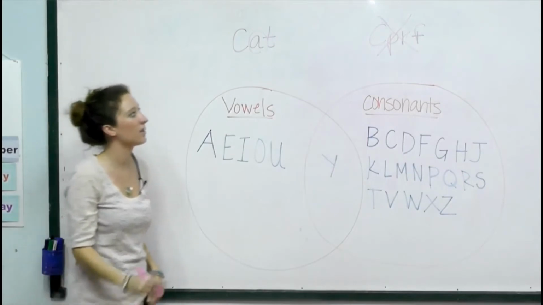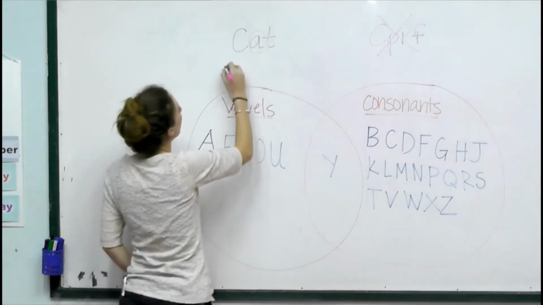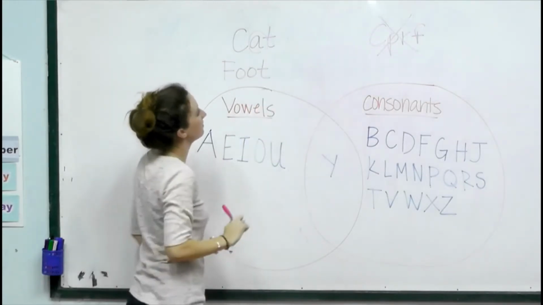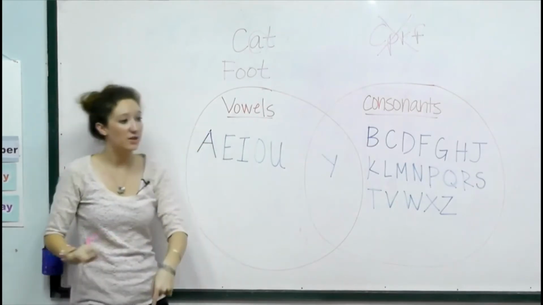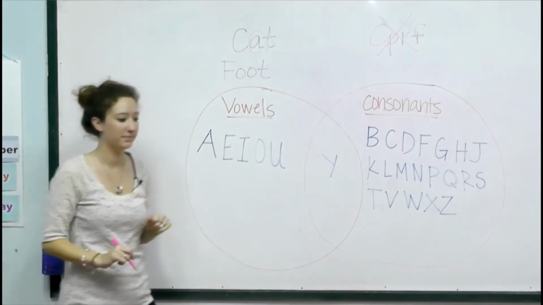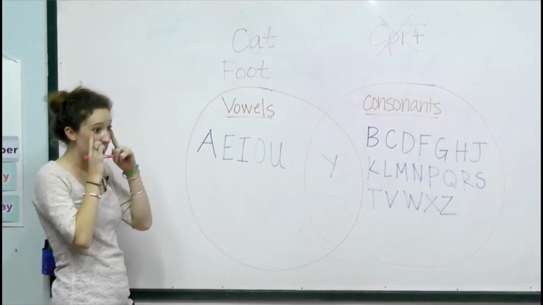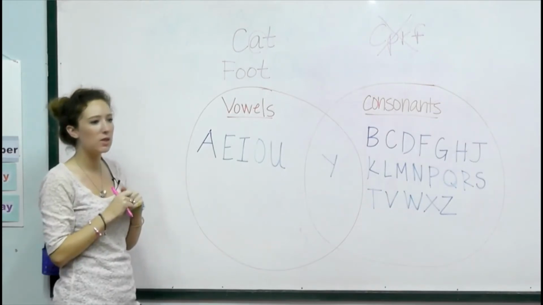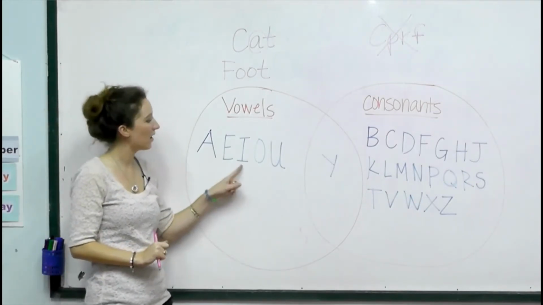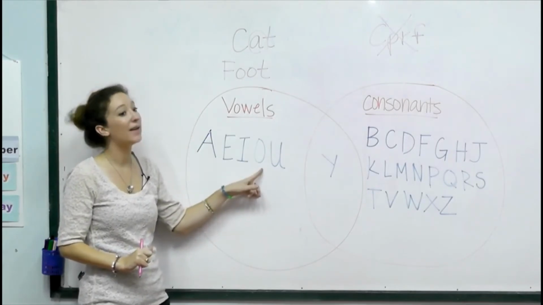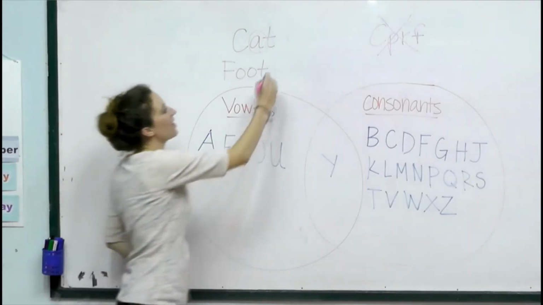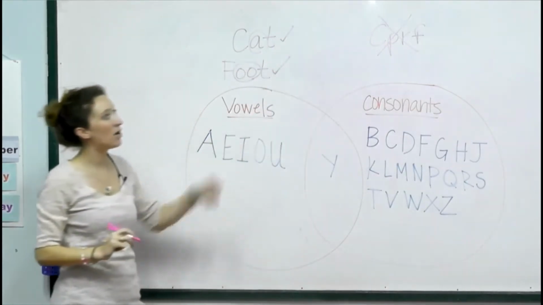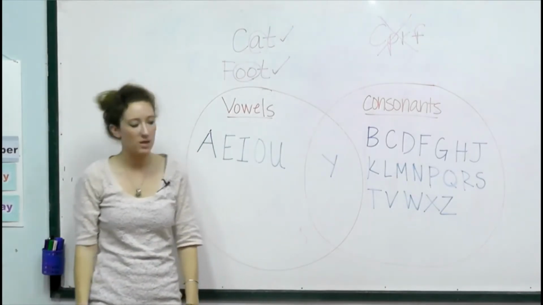All right, let's do another example. Good guess. This is the word foot. Do you see A? No. Do you see E? No. Do you see I? No. Do you see O? Yes. Two O's, double O. Good. So we have a vowel, so it's a word. Foot.